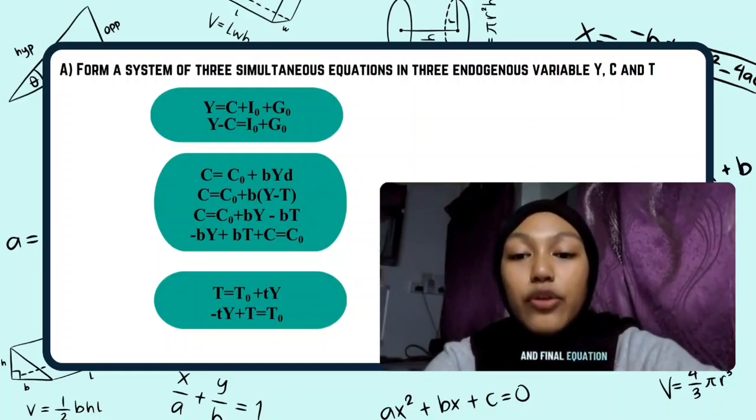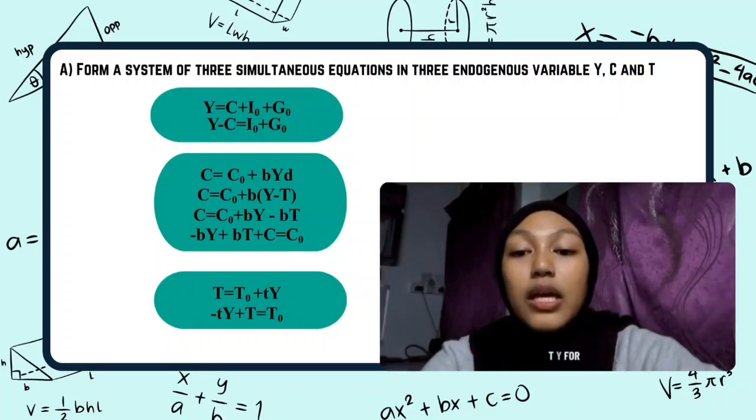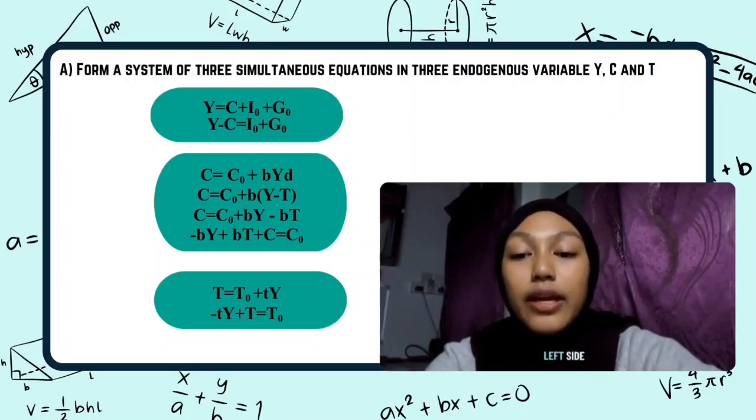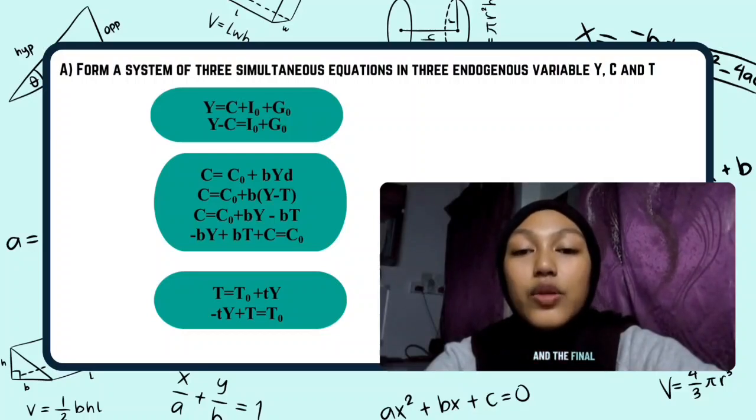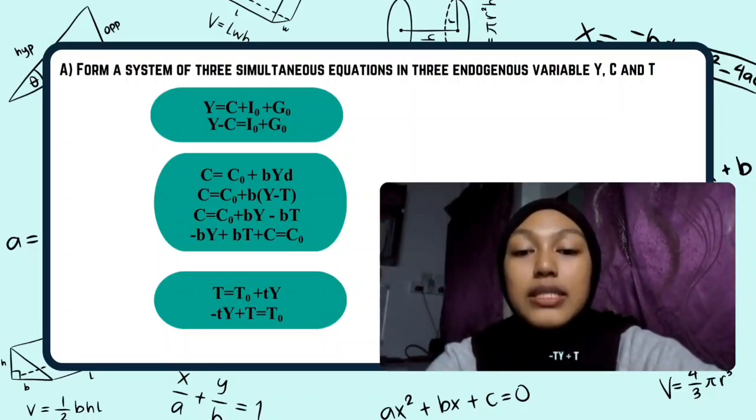And the final equation will be t equal to T0 plus ty. And then we need to transfer positive ty with t to the left side. And the final equation will be minus ty plus t equal to T0.